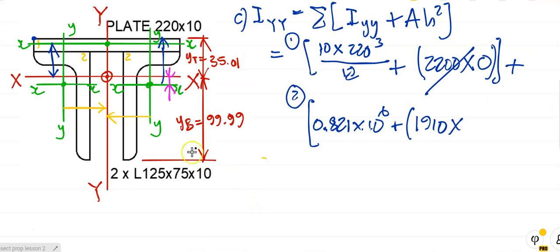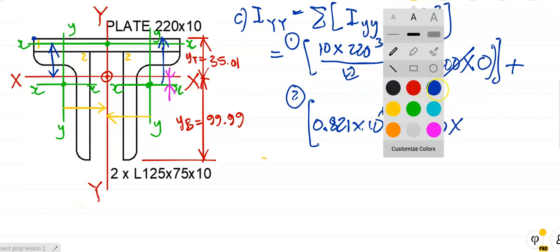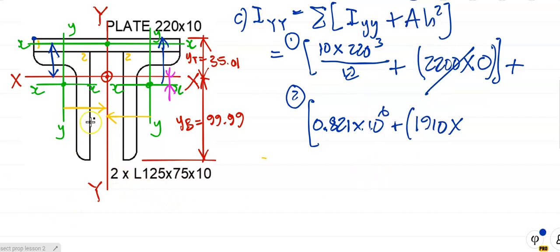Okay, but it's 17.6 from there to there, plus the distance from there to there. And how far is it from there to there? Are you thinking? Right. From there to there is 220. And from there to there is 75. So what's the gap between the two of them? It is 70 millimeters. So from the back, the heel of the angle, to the YY axis, it is 35.